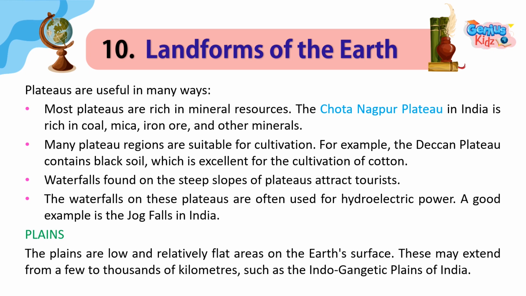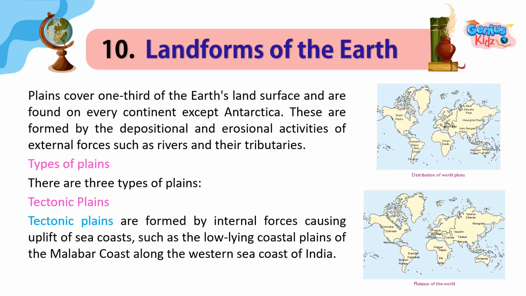Plains. The plains are low and relatively flat areas on the Earth's surface. These may extend from a few to thousands of kilometers, such as the Indo-Gangetic Plains of India. Plains cover one-third of the Earth's land surface and are found on every continent except Antarctica. These are formed by the depositional and erosional activities of external forces such as rivers and their tributaries. Types of plains. There are three types of plains.